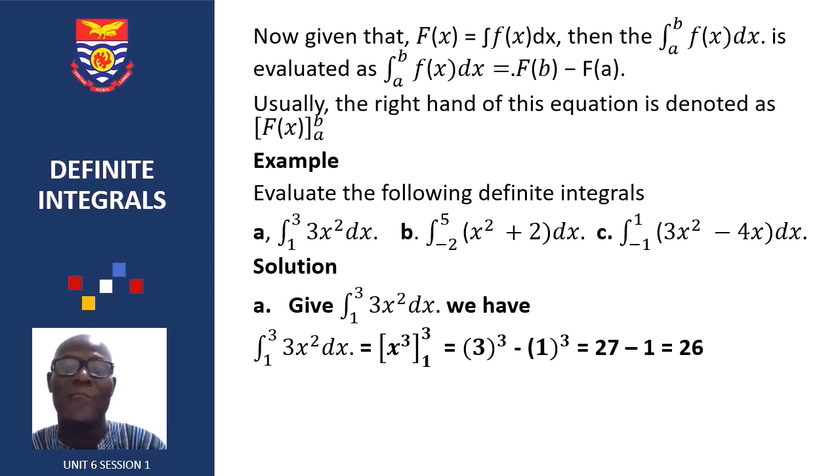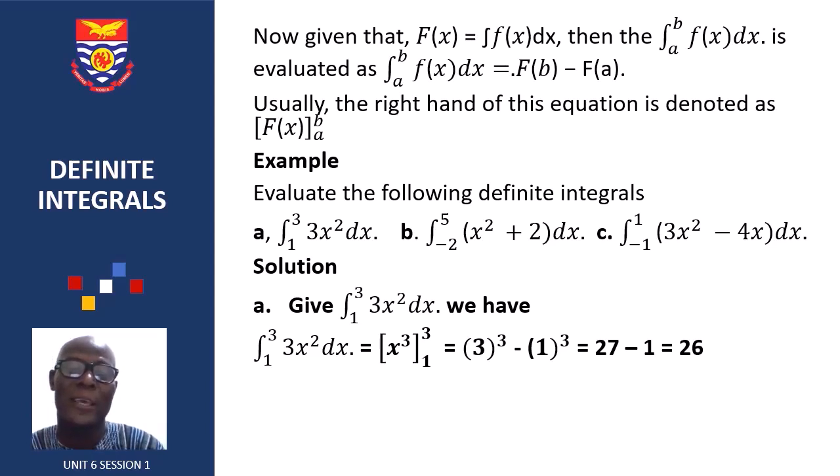Example, evaluate the following definite integrals. A, the integral, the lower limit 1, upper limit 3, 3x squared dx. B, the integral, the lower limit negative 2, the upper limit 5, x squared plus 2 dx. C, the integral, the lower limit negative 1, upper limit 1, 3x squared minus 4x dx.